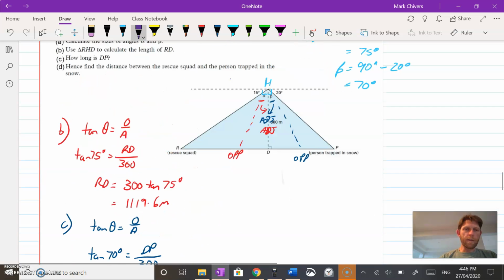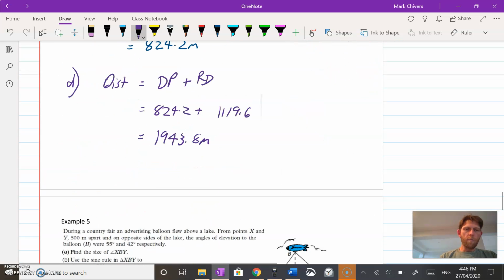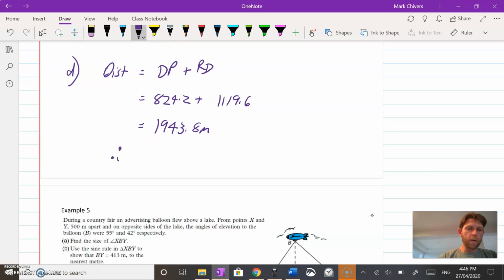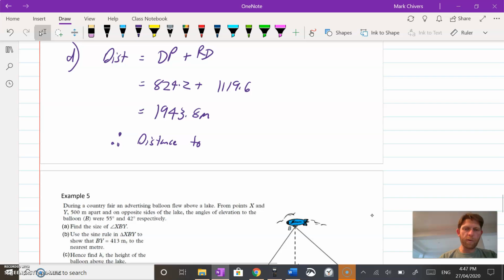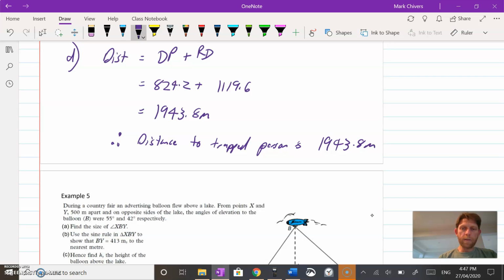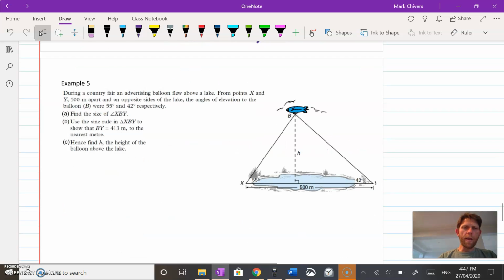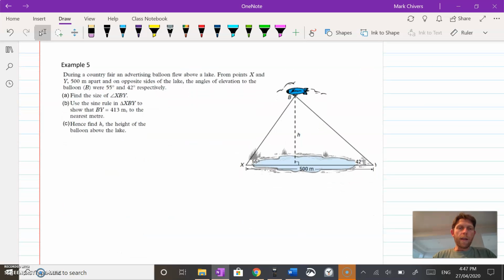And that's, I think, everything we need to know. We might say something like, therefore, distance to what they call the rescue squad and the trapped person is 1,943.8 meters.